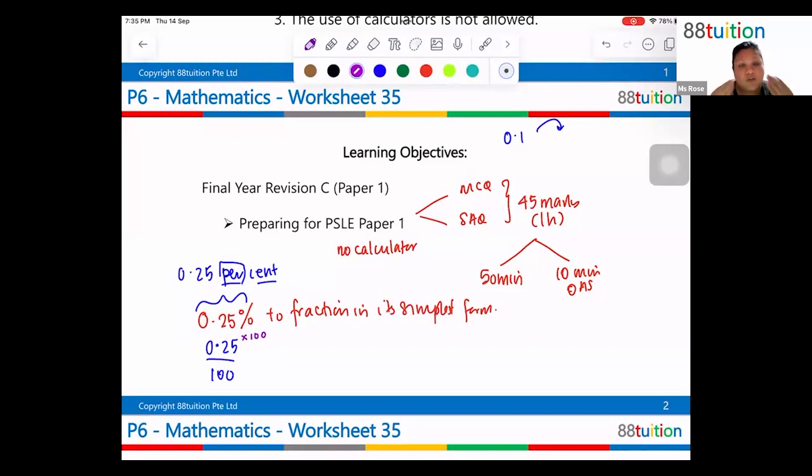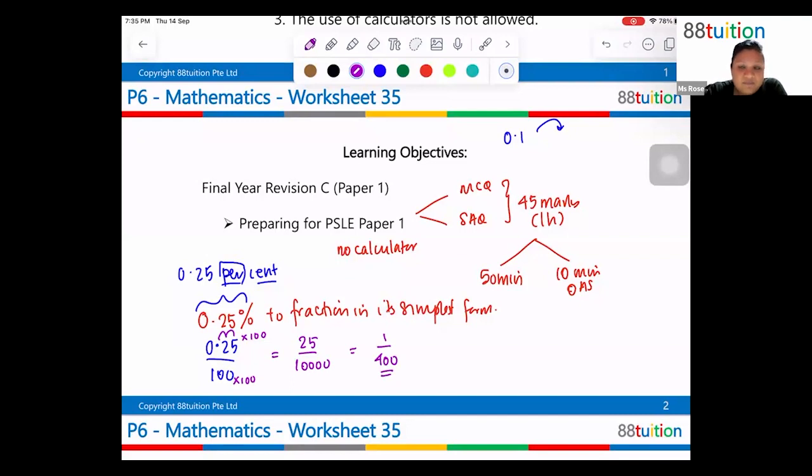If I multiply the numerator with 100, I have to multiply the denominator also by 100 because I need to make an equivalent fraction. So with this, moving two decimal places, I have 25 over 10,000, because you have 4 zeros. Simplify, and I get 1 over 400.